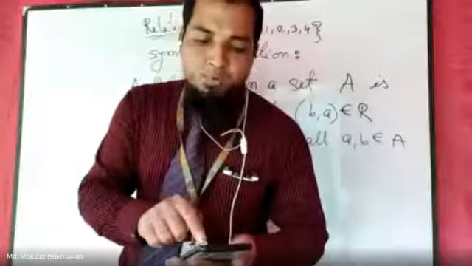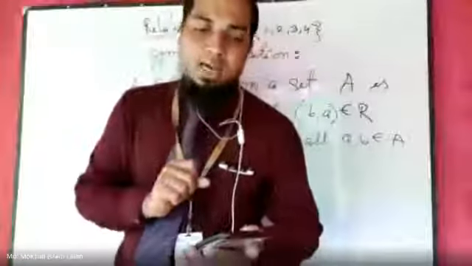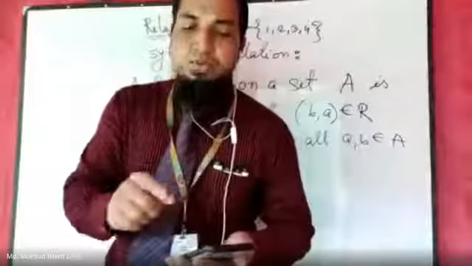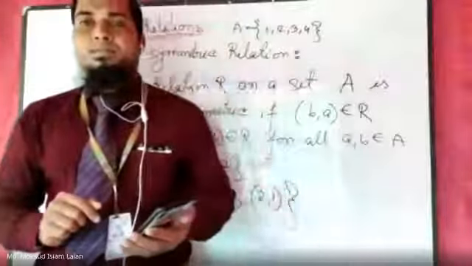Yes, sir. Then coming to the (1,4), you need to check whether (4,1) belongs or not. (4,1) also belongs, right, Tanjum? Yes, sir. (2,2) we have already explained. (3,3), (4,4). So we can say, yes, this is symmetric. Yes, sir. Do you understand?